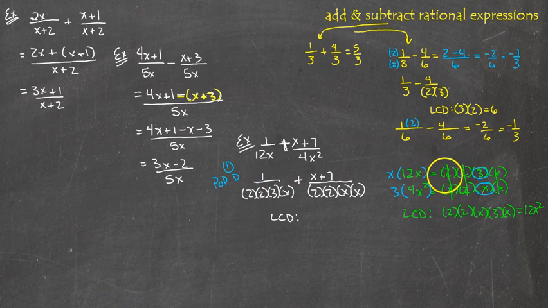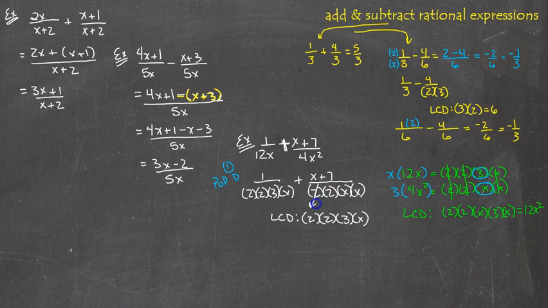So what that means is I want to start with my first fraction and write every factor down: 2, 2, 3, and x. That's my 12x. Now, here's where we're going to get rid of duplicates.